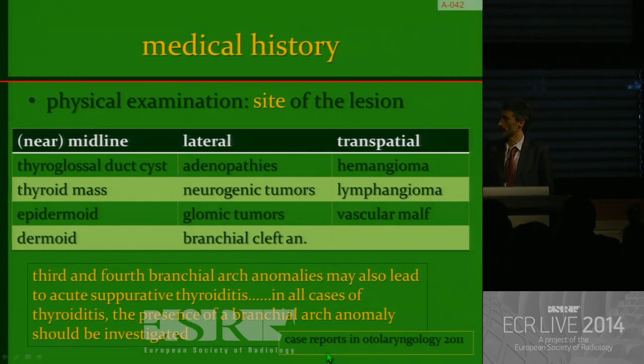And the third and last point to be made, again, comes from clinical information, because as stated in this case report done by clinicians, third and fourth branchial arch anomalies may lead to acute suppurative thyroiditis. And in all cases of thyroiditis, one should think of a branchial arch anomaly, not the first, not the second, possibly the third or the fourth, which in most cases manifest as fistulas rather than cysts, which are very difficult to pick up on imaging studies, even with the high resolution of CT. But if you have the full picture of medical history, you may understand or at least suggest that this is a fourth branchial arch anomaly, which was then confirmed.